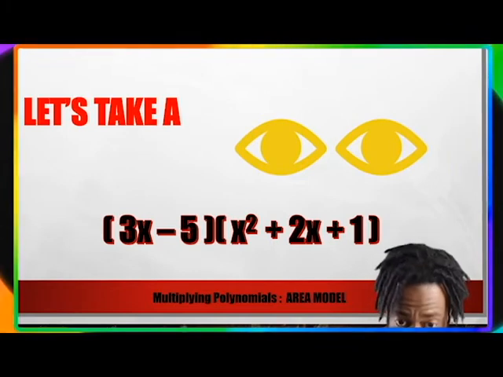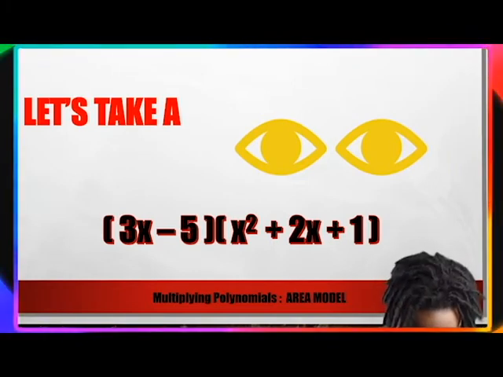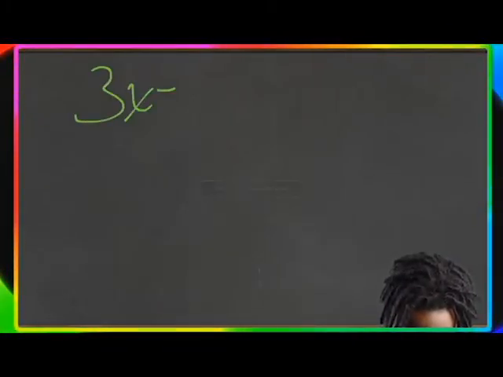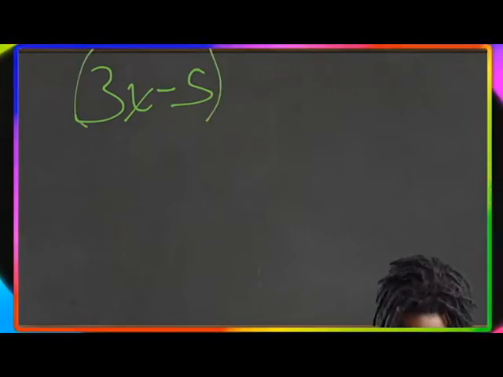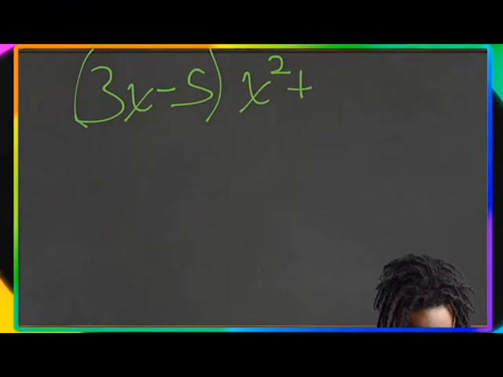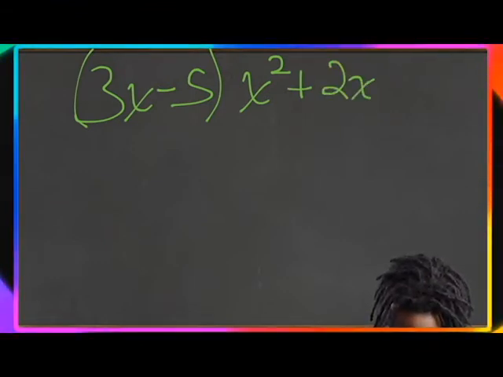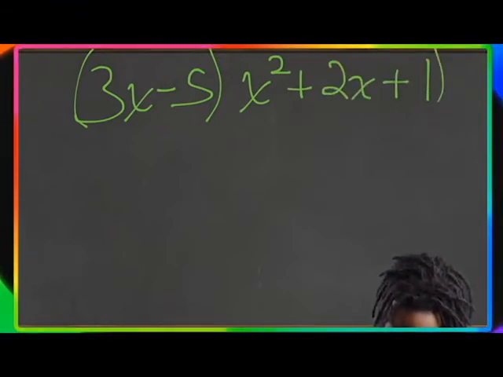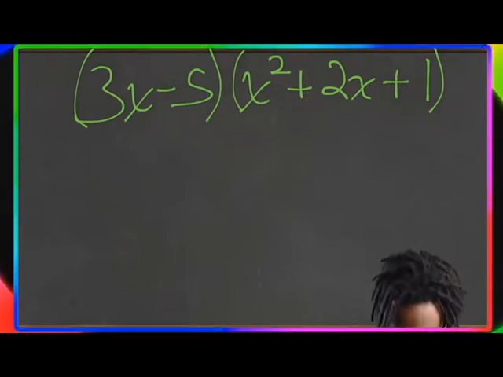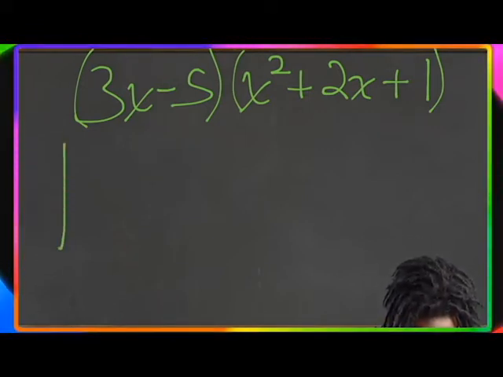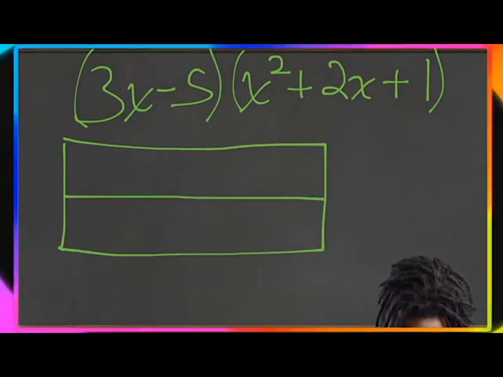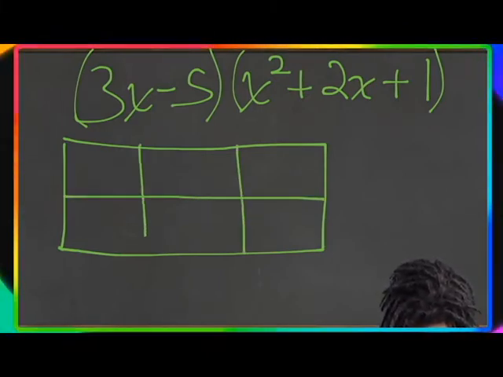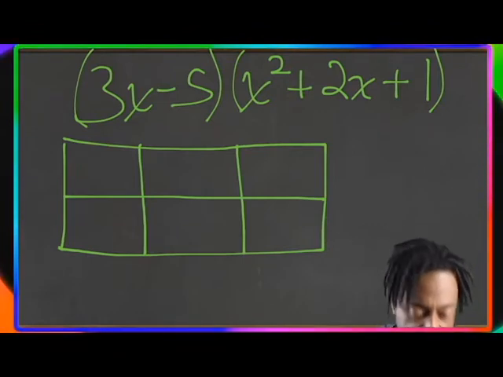All right. So we got 3x minus 5. I know I wrote that too big. And then that's going to be x squared plus 2x plus 1. All right. So 3 by 2. Just a little longer than the other one. Look at that. There's your 2. There's your 1. There's your 2. There's your 3. I'll put the answer down at the bottom.